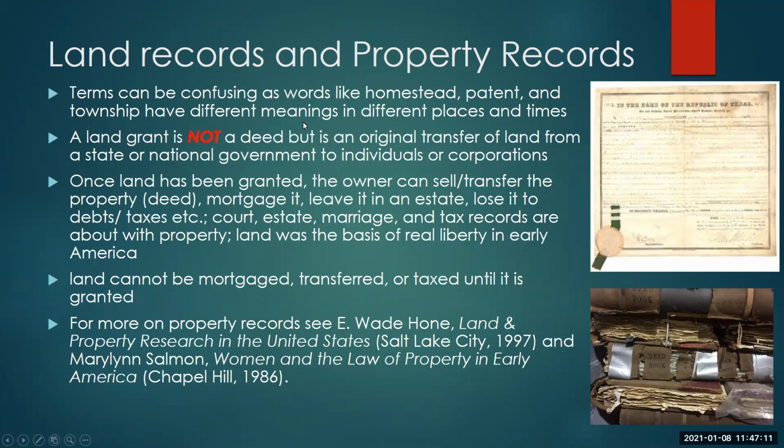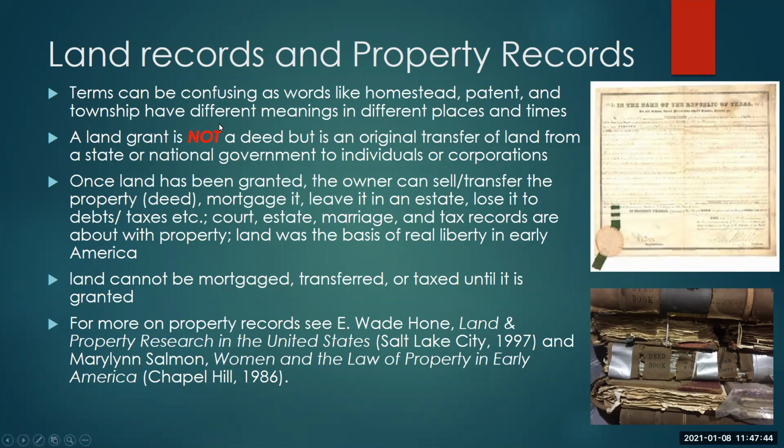First off, understand land records are confusing, and words like homestead and patent and township all have different meanings under different circumstances in different times and in different places. So don't be confused when in Georgia they're talking about a homestead record, and what that means simply is a tax exemption, as opposed to homestead with regard to federal land records, which means free federal land. But we'll talk more about that.